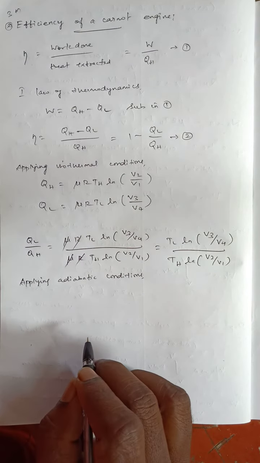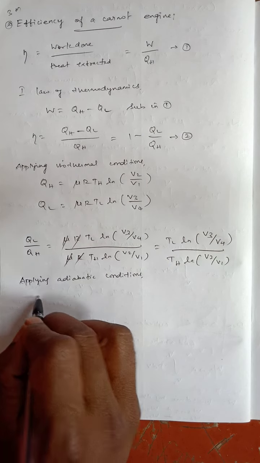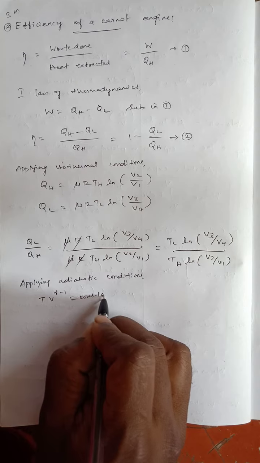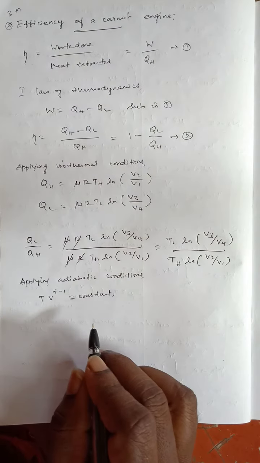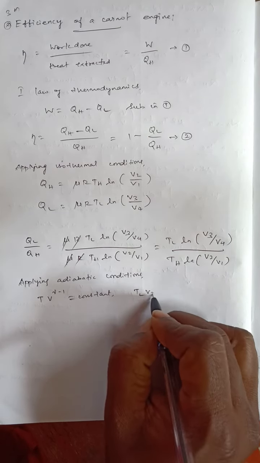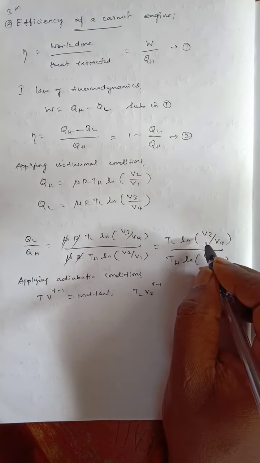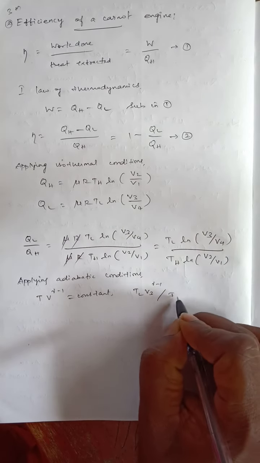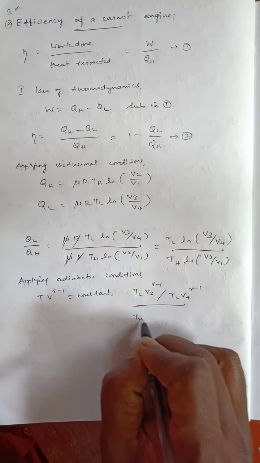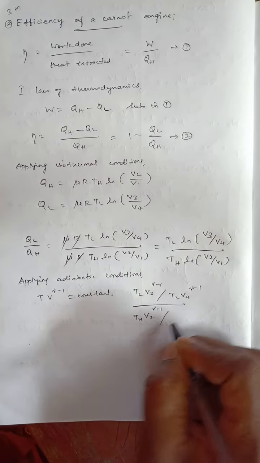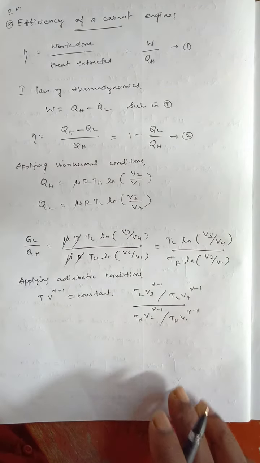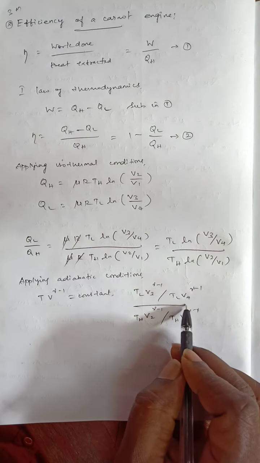So what is the formula for the adiabatic condition between temperature and volume? T times V to the power of gamma minus 1 is equal to constant. Applying it here, the numerator is TL V3 to the power gamma minus 1, divided by TL V4 to the power gamma minus 1, and the denominator is TH V2 to the power gamma minus 1 divided by TH V1 to the power gamma minus 1. Both are in the same numerator.